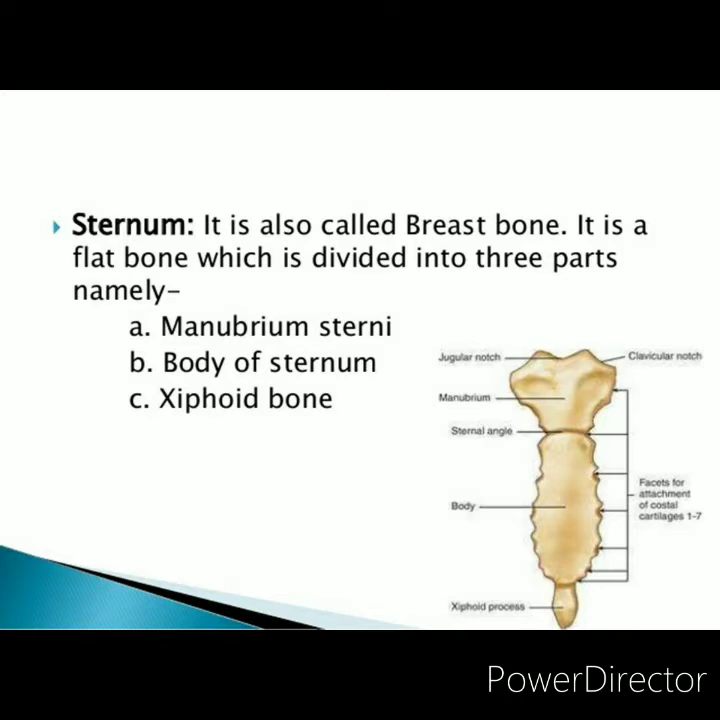The manubrium is the uppermost part of our sternum. Then the body. In between the manubrium and the body you can find one joint, that is known as the sternal angle. The next, after the body, you can find some triangular shaped part coming down, that is known as the xiphoid bone. It is also known as the xiphoid process. So this is about the sternum.